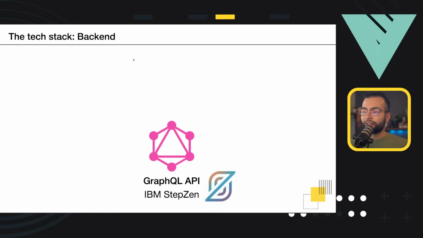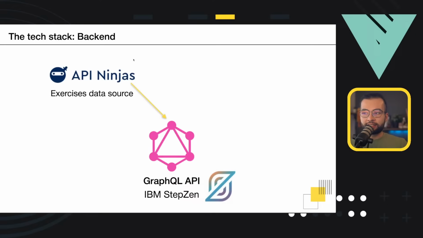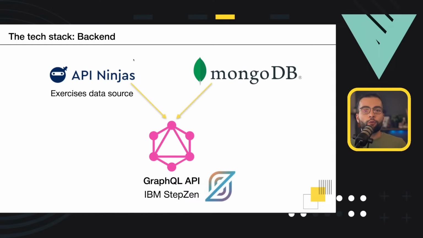On the backend, we are building a GraphQL API using IBM Stepzen, and this GraphQL API that we are building is connecting and is pulling data from different sources. On one hand, for the exercise data source, we are using an external REST API called API Ninjas, and for our custom database where we store information about sets, we are using MongoDB, which is a very scalable and performant NoSQL database.